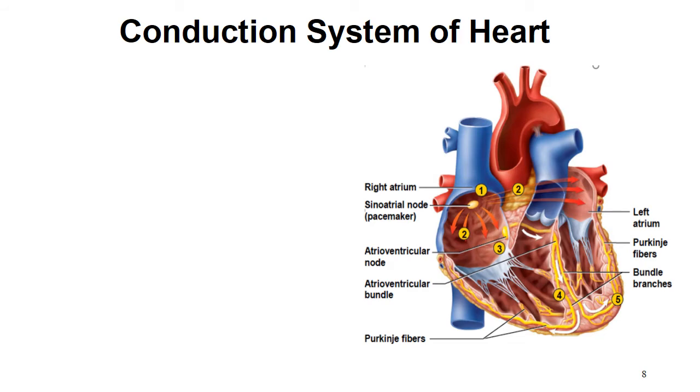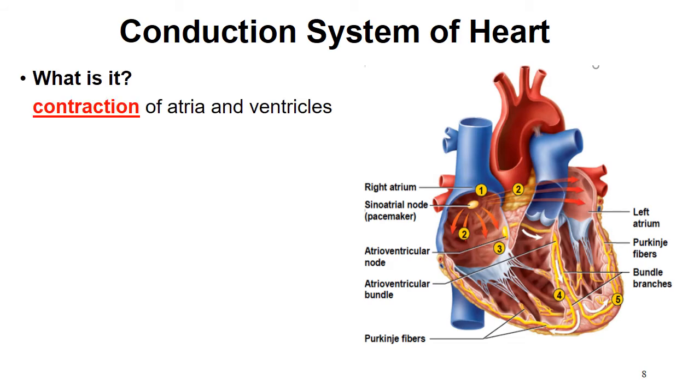So the conduction of this system of the heart means the contraction of the atria and the ventricles. And again, the ventricles are going to contract more than the atria.